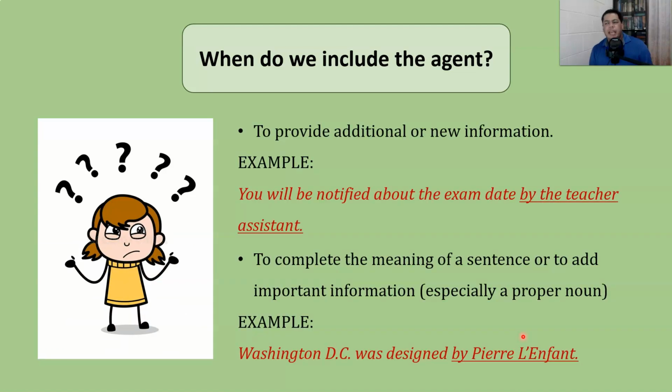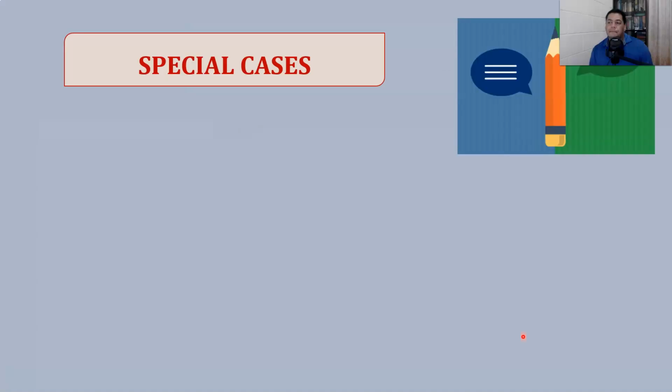Now, when do we include the agent? If the agent provides additional or new information, then yes, let's include it. You will be notified about the exam date by the teacher assistant. Oh, that's new. Okay, that's relevant. That's important. Or to complete the meaning of a sentence, or to add important information, especially if we are using a proper noun. Washington, D.C. was designed by Pierre L'Enfant, right? Okay, that's important. Oh, I didn't know that Pierre L'Enfant had done that. So yeah, I want to know that. My audience might want to know that.